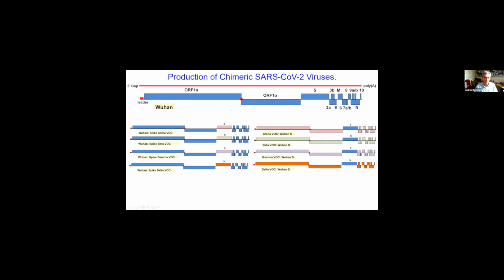So we've gone on to use this in different funded projects at the moment to look at the variants of concern. And we've now produced a whole lot of different viruses, where we've got the Wuhan backbone with the spike of different VOCs, so alpha, beta, gamma, and delta. And also we've got the backbone of these variants of concern, and we've substituted in the spike. So by doing this, it'll allow us to analyze mutations that occur in these VOCs and determine whether they contribute to enhanced replication or pathogenesis of these viruses.